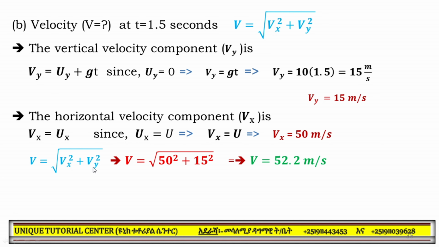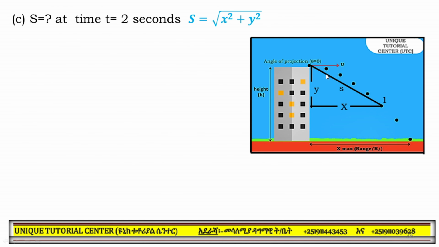So the total velocity becomes the root of vx squared plus vy squared. Substituting these, at last we find v is equal to 52.2 meters per second. Now let us find the height and horizontal displacement just after 2 seconds. So s is equal to the root of x squared plus y squared.